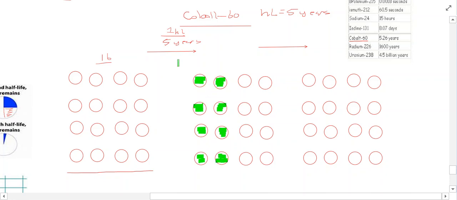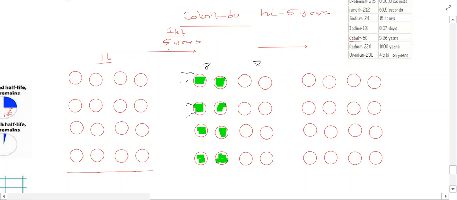So what's going to happen is that these 8 here will have broken down. Over this period of time, they'll have broken down and released their radiation. And then you will have 8 that have not broken down, so that's these ones here.